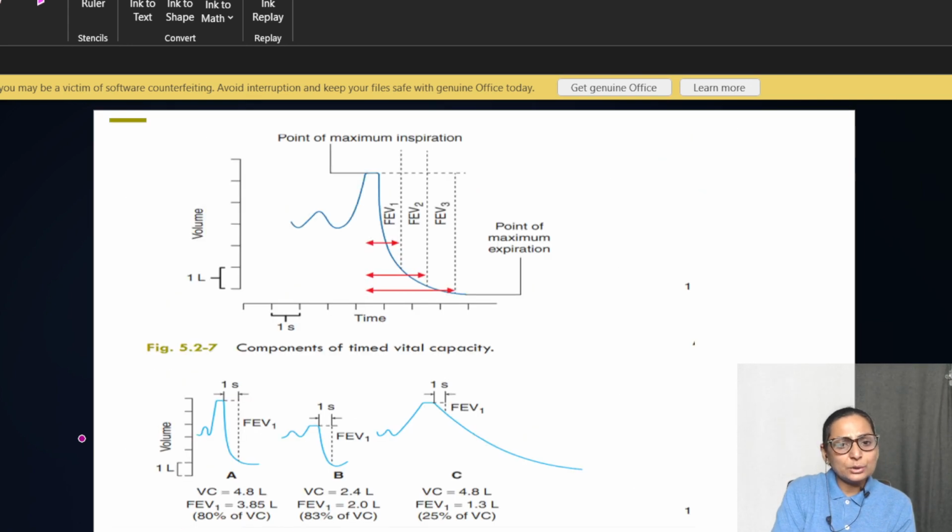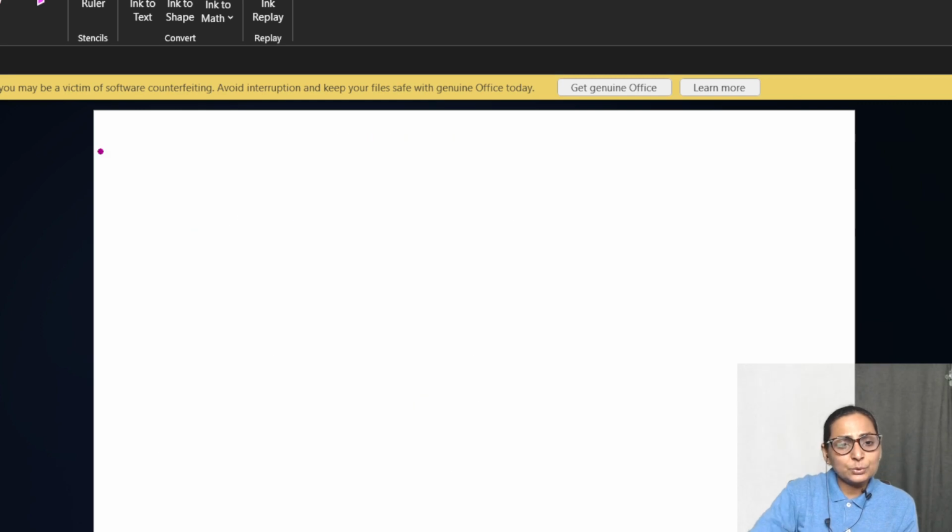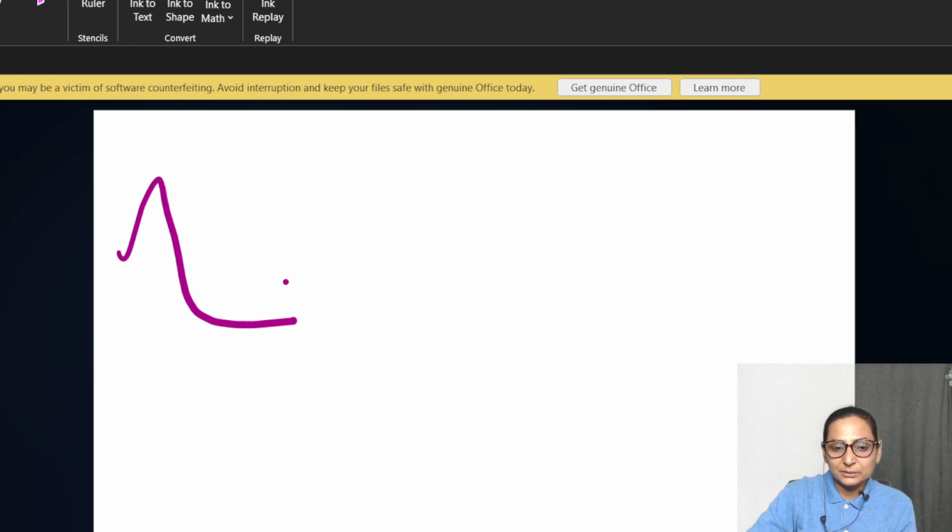Now let's look at a topic. This is a very interesting topic. You understand. See, this is the vital capacity. That is, I've asked the patient to take a breath and then expire out. Here I have not stretched out the forced expiratory time. I have not stretched out.